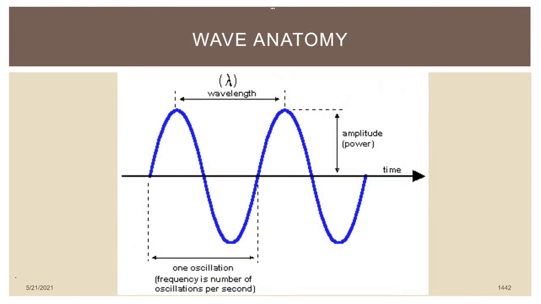All right, so just to put these two things together, now you can see here in this diagram, we have one full wavelength measured. We have our amplitude measured. Notice the amplitude is measured from the equilibrium point up to the peak. Of course, it can also be measured from the equilibrium point down to the trough. And then here they are also showing us one full oscillation, and they are saying the frequency is a measurement of the number of oscillations per second.